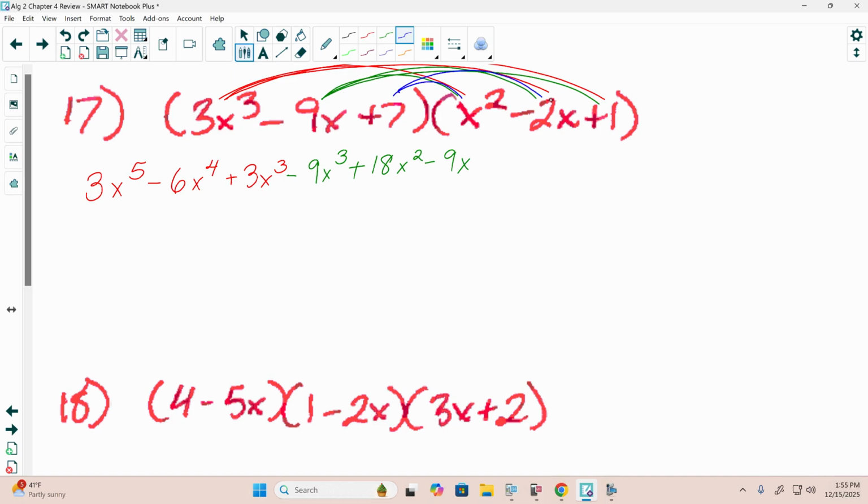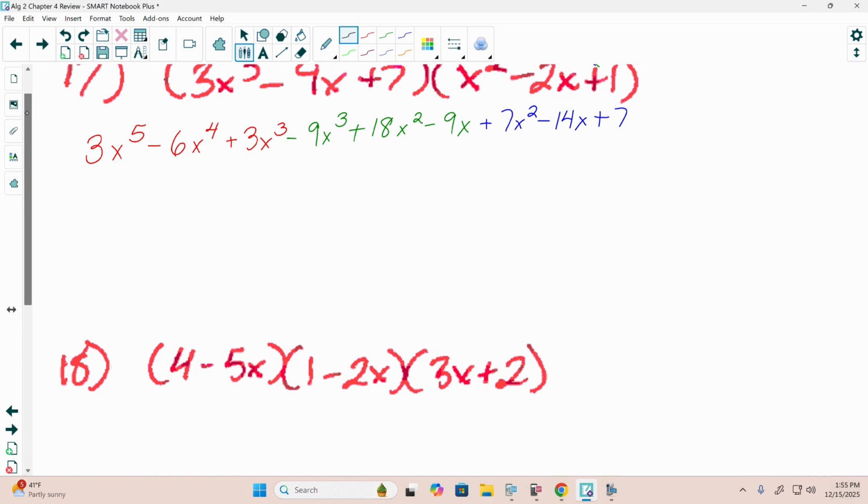Now we've got to do it one more time with positive 7. And 7 times x squared is plus 7x squared. 7 times negative 2x is negative 14x. And 7 times 1 is going to be plus 7. So we have to distribute all the way through with each of the 3 terms. And then lastly, we need to combine like terms.